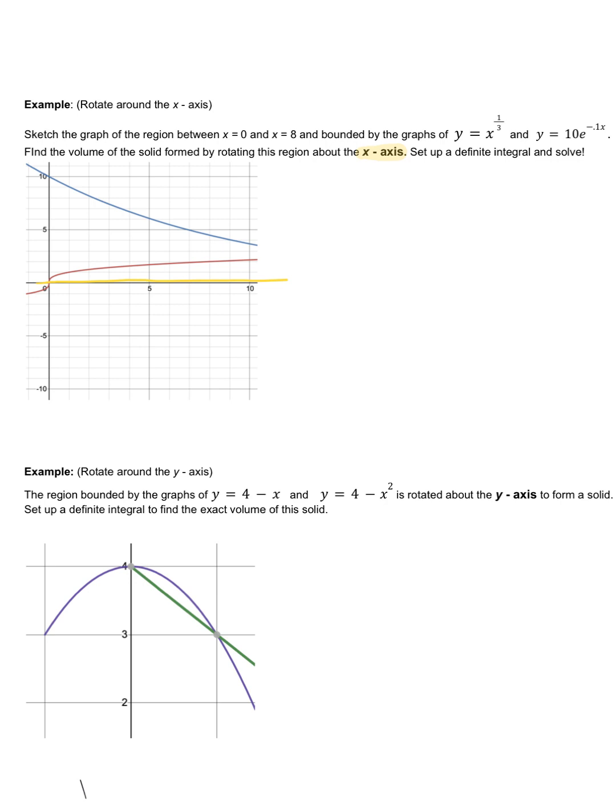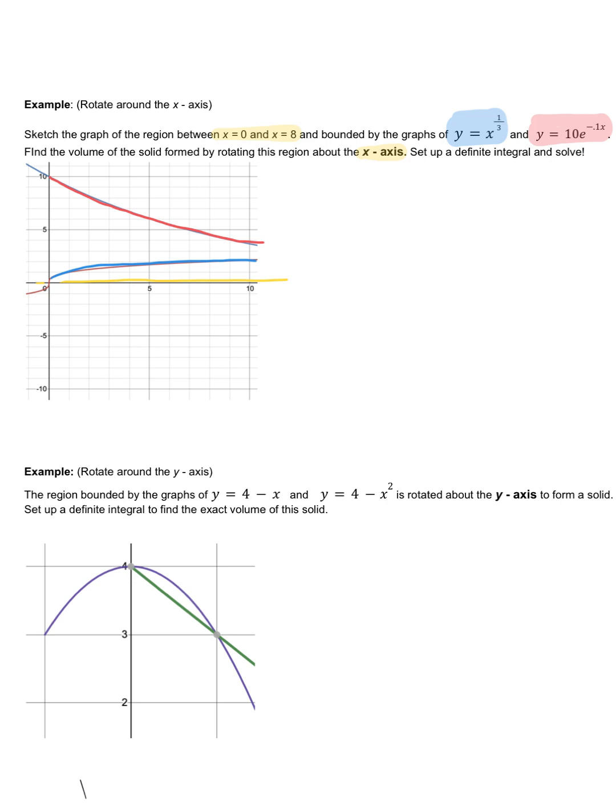Again, we have a decreasing exponential function. So that is right here, coming down like that. And then our second function is x to the 1/3, and that is coming up like this. Okay, so we are again given our limits between 0 and 8.